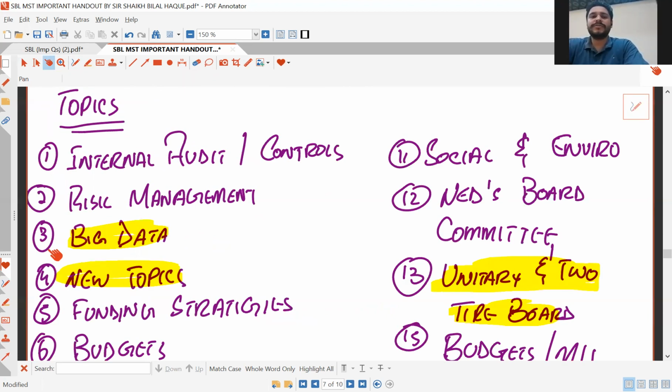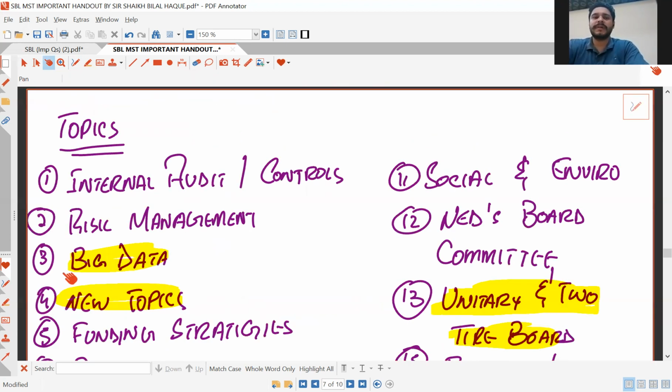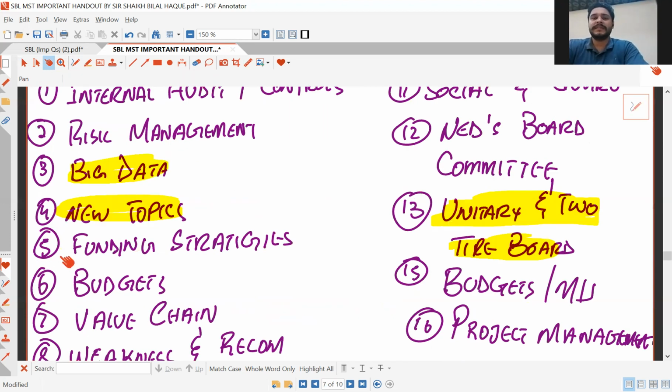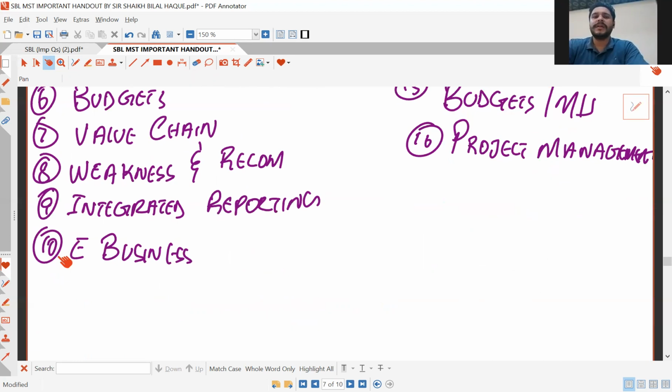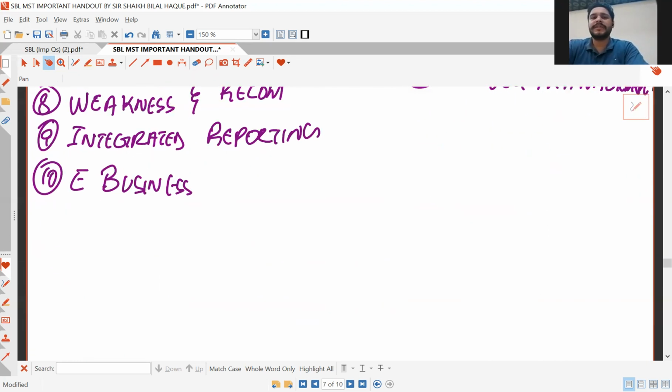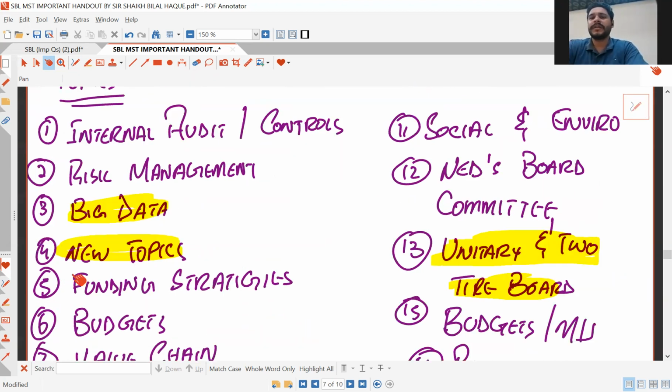Then let's just quickly switch towards the topics that are most important. The internal audit controls, risk management, big data, new topics, funding strategy, budgets, value chain, weakness and recommendation, integrated reporting, e-business. Then we have the social and environmental concerns, NEDs, board committees.